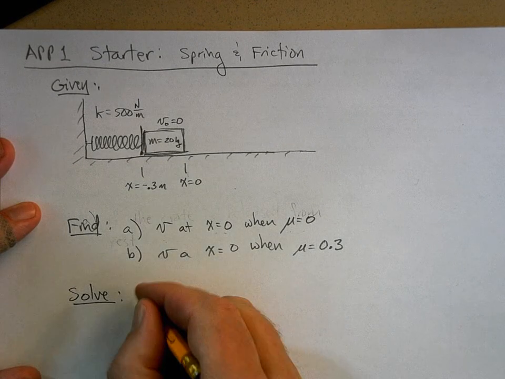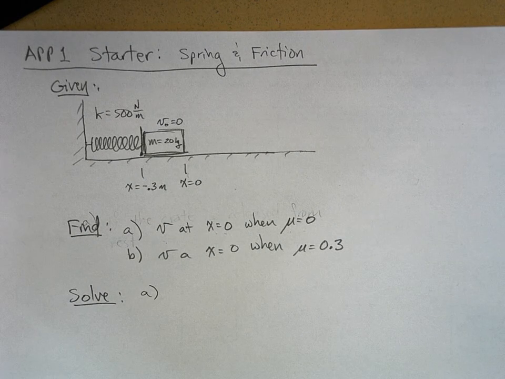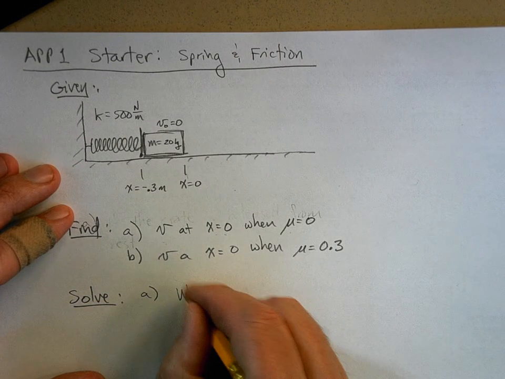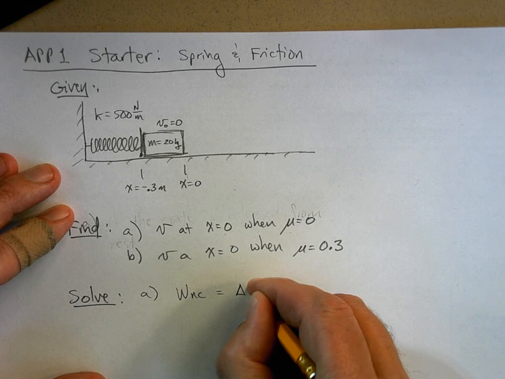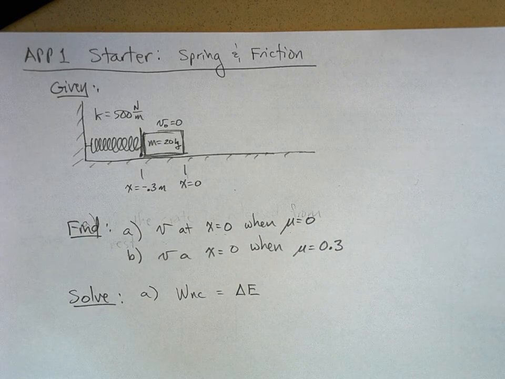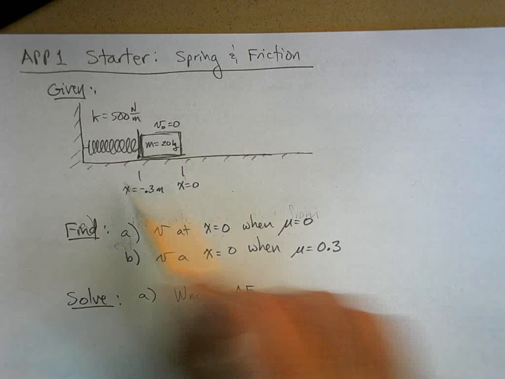All right, so let's start with part A. Now I'm going to use energy to solve this. And this equation is not in your book, unfortunately. I love it. It's one of my favorite equations in physics. The work done by a non-conservative force is equal to the change in mechanical energy of your system. Then I look at this. Now for part A, there's no friction.